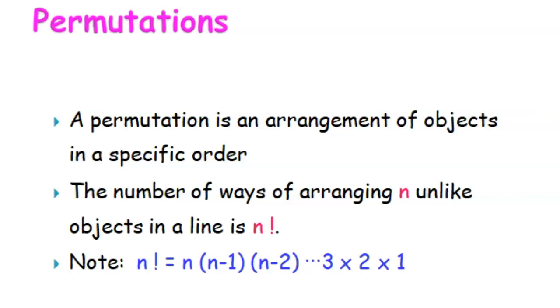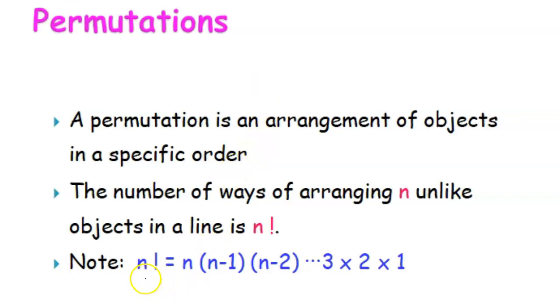So what's a permutation? A permutation is an arrangement of objects in a specified order. The number of ways of arranging n unlike objects is n factorial. This exclamation sign simply means n factorial.